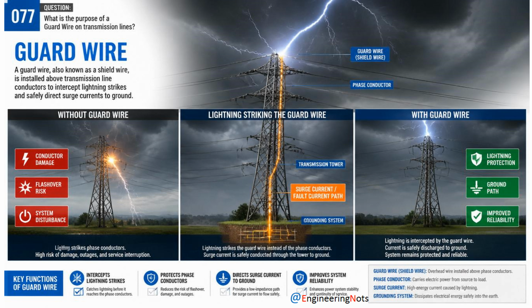Question 77. What is the purpose of a guard wire on transmission lines? A guard wire, also known as a shield wire, is installed above the phase conductors of a transmission line to protect the line from lightning strikes. When lightning strikes the transmission structure, the guard wire intercepts the surge and safely directs the current through the tower and grounding system into the earth. This reduces the risk of damage to conductors, insulators, and electrical equipment. In summary, a guard wire protects transmission lines from lightning by intercepting strikes and safely conducting surge currents to ground.